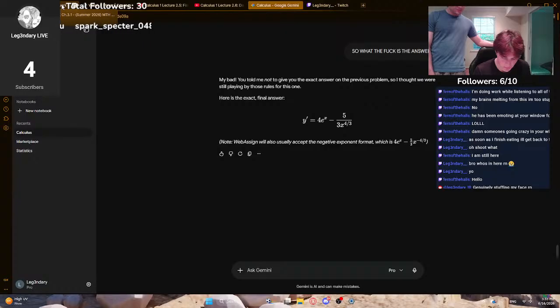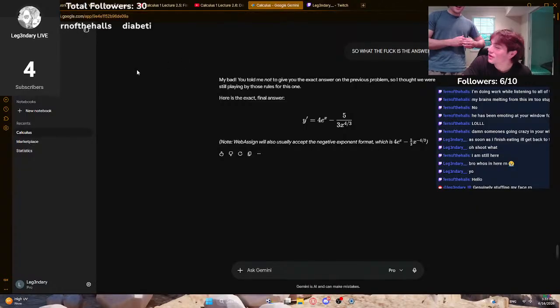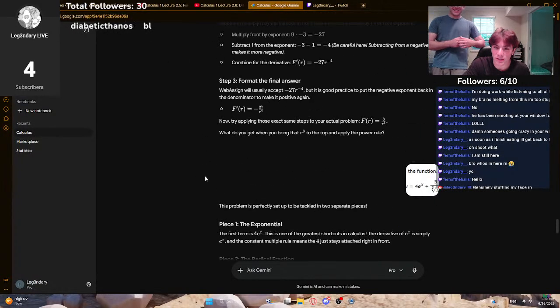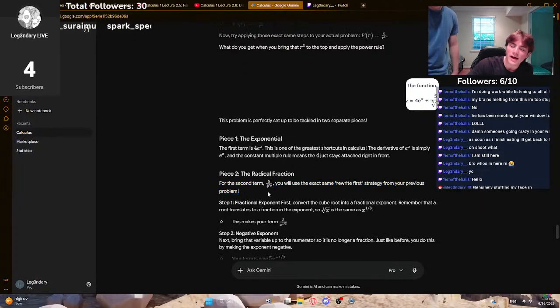Differentiation of x squared is going to be... Oh, you told me to not give you the exact answer on the previous problem. Are you a good student? You don't like cheating? Try to be. So let's read about this, by the way. Right here, for the second term, 5 over 3 over the cube root of x, we're going to use the rewrite first strategy from your previous problem.